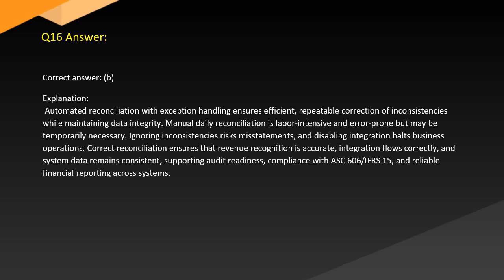Answer. Correct answer. B. Explanation. Automated reconciliation with exception handling ensures efficient, repeatable correction of inconsistencies while maintaining data integrity. Manual daily reconciliation is labor-intensive and error-prone, but may be temporarily necessary. Ignoring inconsistencies risks misstatements, and disabling integration halts business operations.